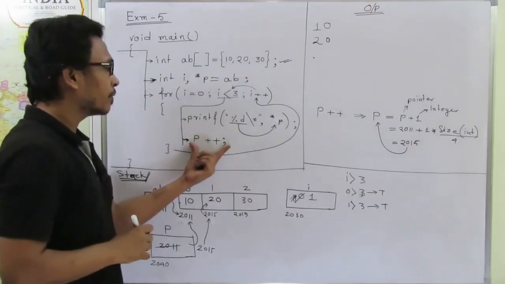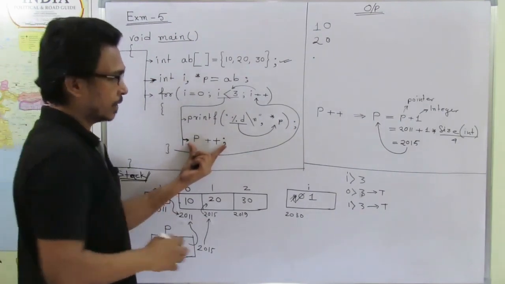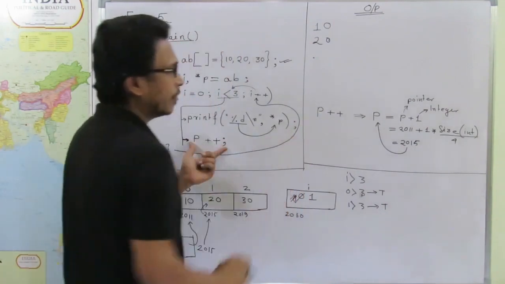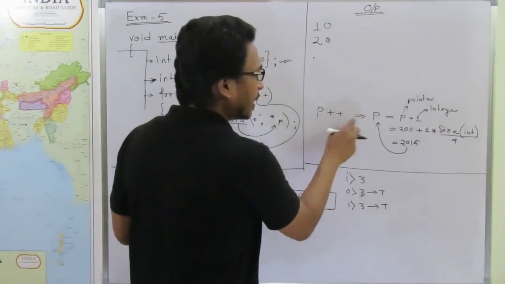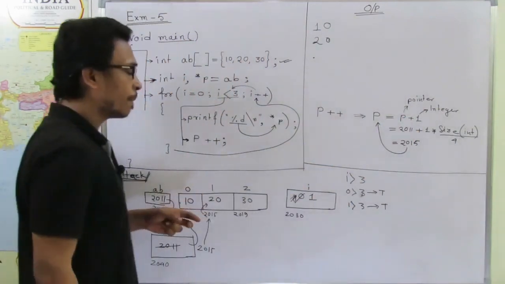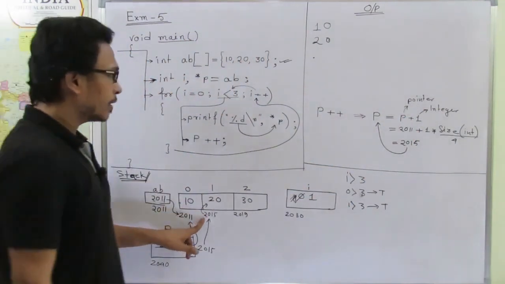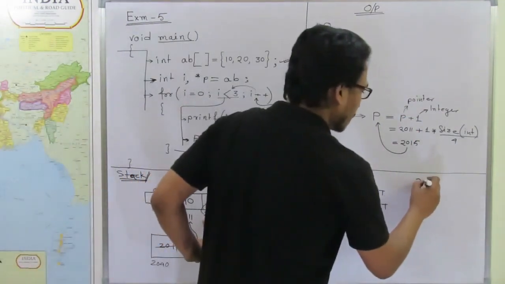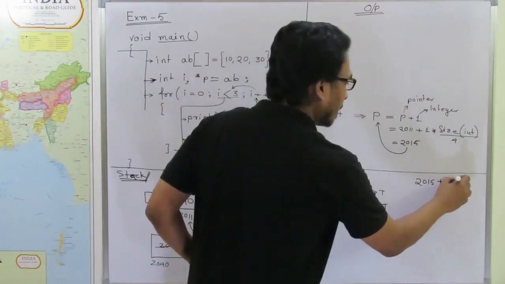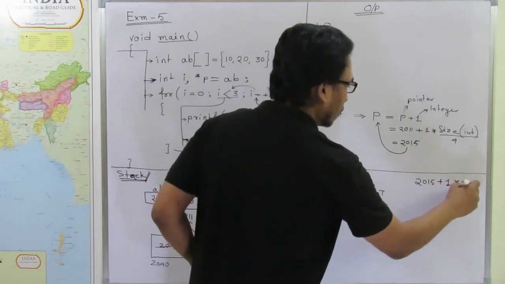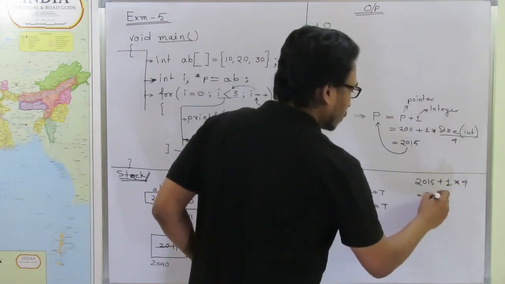After that, control comes to this particular instruction p++. That means this instruction will be evaluated, and how will it be evaluated? It will be evaluated as p equal to p plus 1. Now what is the value of p? The value of p now is 2015 plus 1, that means 1 multiplied by the size of int, that is 4. So it will give us 2019.